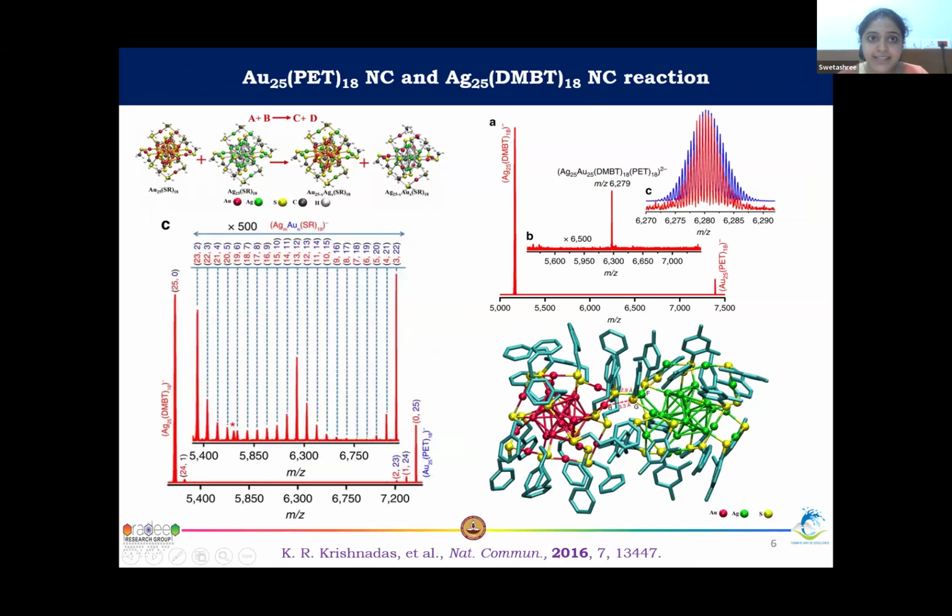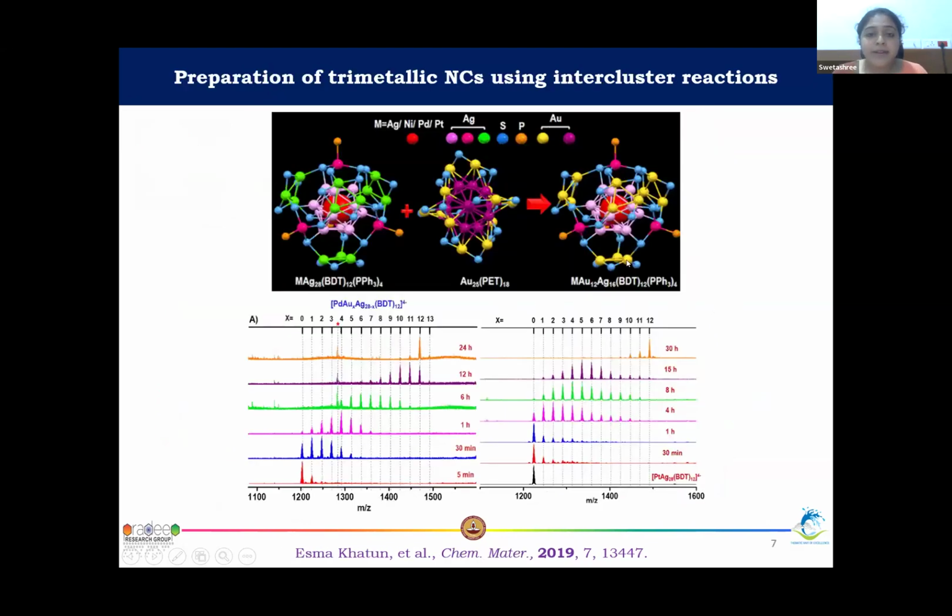Another report on this intercluster reaction involved a PDT-protected Ag25 cluster reacted with a DMBT-protected Ag25 cluster. These two clusters are structurally analogous to each other, and spontaneous exchange of metals was observed, forming bimetallic clusters. These reactions are believed to proceed through a transient dimer, which is observed in the first few minutes of the reaction in the mass spectrometry measurements. People have also synthesized trimetallic nanoclusters using these intercluster reactions.